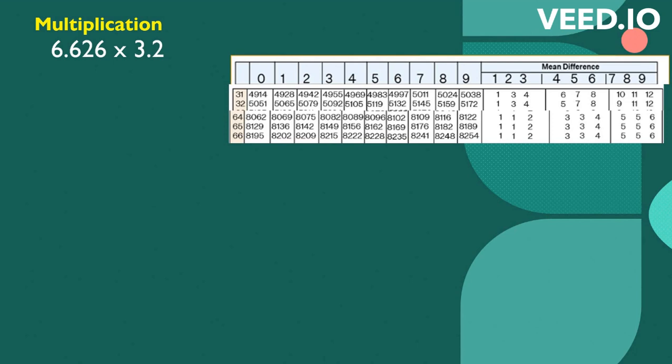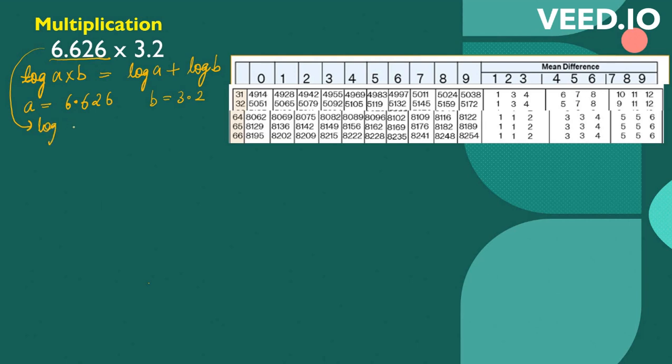Let's take multiplication first. Here is a question that is given: 6.626 multiplied by 3.2. Which formula do you have to use? It is log of a times b, which gives you log a plus log b. Here a is 6.626 and b is 3.2. Using that concept, let's rewrite it.